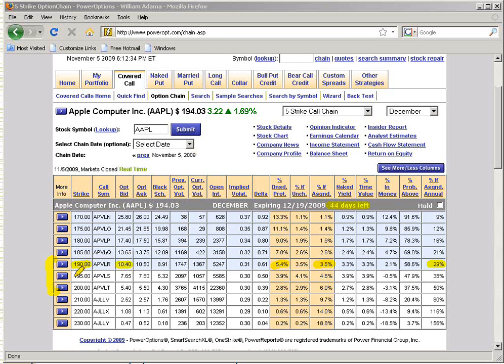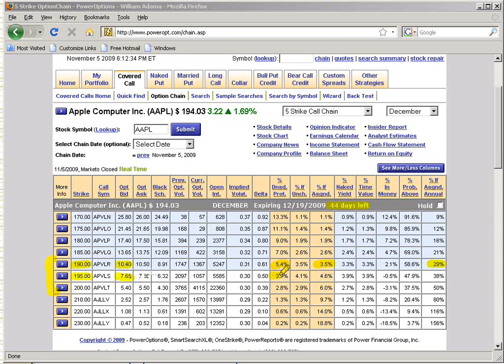Now, in comparison, if we look at the at-the-money covered call, this is the 195. This is out of the money, and the current bid price is $7.65. When we sold the 190, we have $4 of intrinsic value, but roughly $6.40 of time premium. As a covered call seller or a naked put seller, the time premium is our profit. That's what we look to achieve. The 195 at-the-money option has a time premium of $7.65. The whole premium is time premium because we're above the stock price and out of the money.